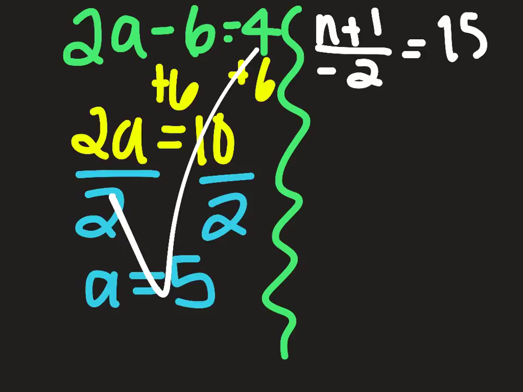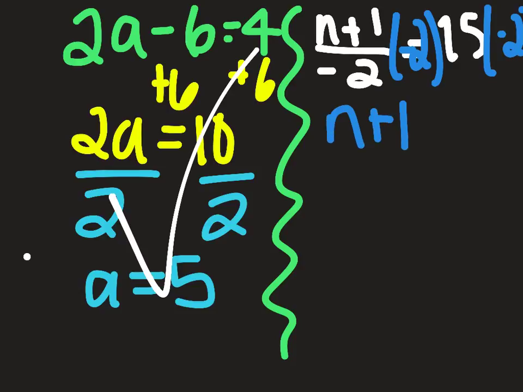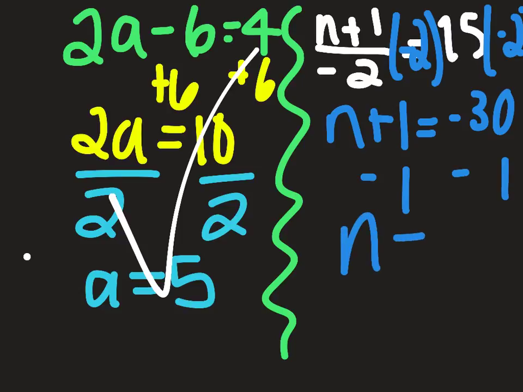Okay, so now you go ahead and look, and you see that we're going to have to multiply since it's in division form. So multiply by negative 2, multiply by negative 2. Now you get n plus 1 equals negative 30. Now you subtract 1, n equals negative 31, because negative 30 plus negative 1 equals negative 31.